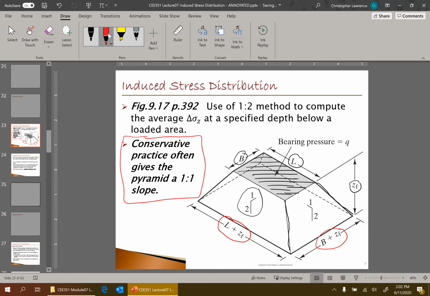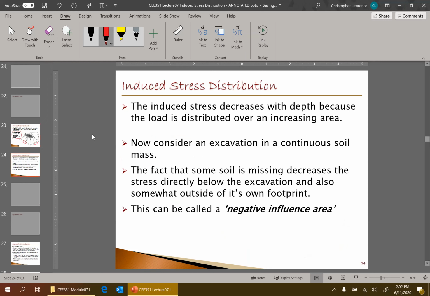If you go away from a structure, outside of that 45-degree influence zone, then you really don't have to worry about affecting that structure or influencing the soil that you're working on. Okay, so that's the approximate method. But we say that the induced stress decreases with depth because the load is distributed over an increasing area as you go downwards in that pyramid.